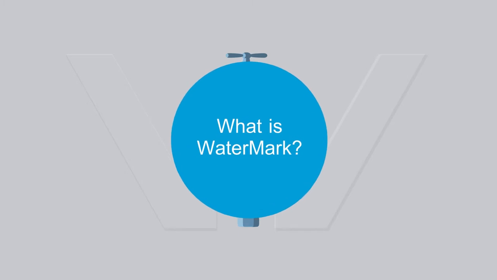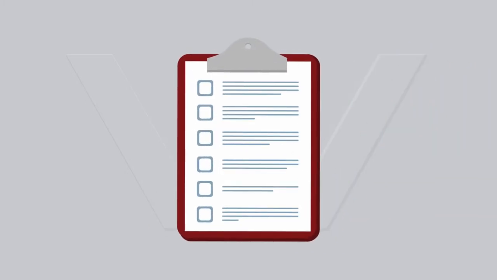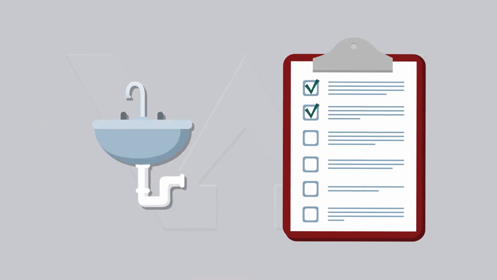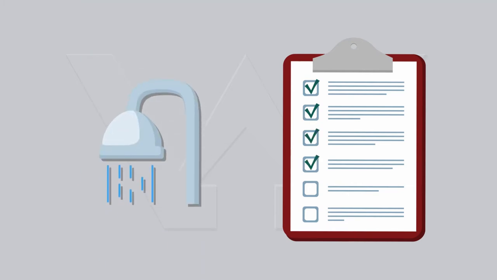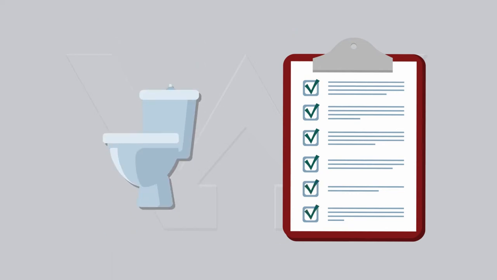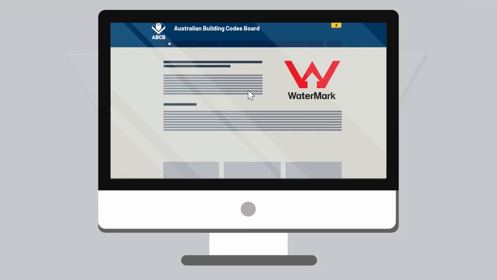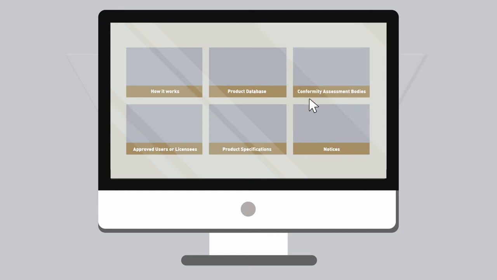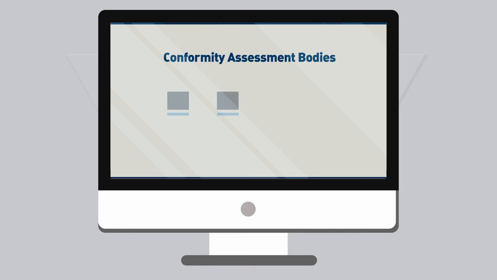So, what is WaterMark? WaterMark is a scheme that ensures that plumbing materials and products are fit for purpose and are appropriately authorised for use in plumbing and drainage installations. This means that a material or product has been tested and evaluated to an approved product specification and certified by an accredited organisation. These accredited organisations are called WaterMark Conformity Assessment Bodies, or WaterMark CABs for short. Links to each of the WaterMark CABs can be found on the WaterMark website.